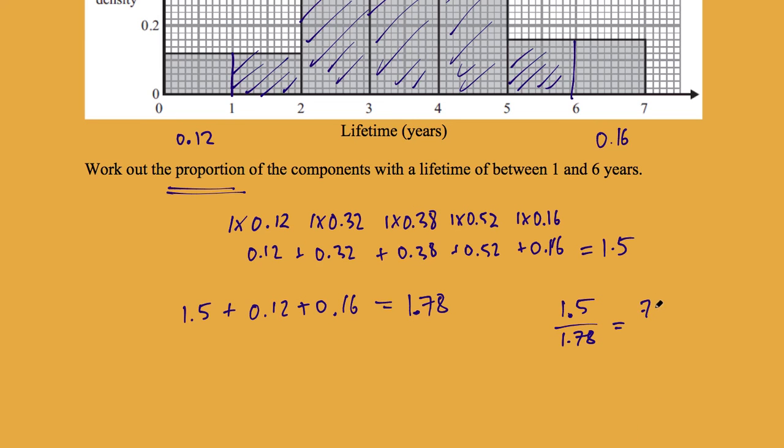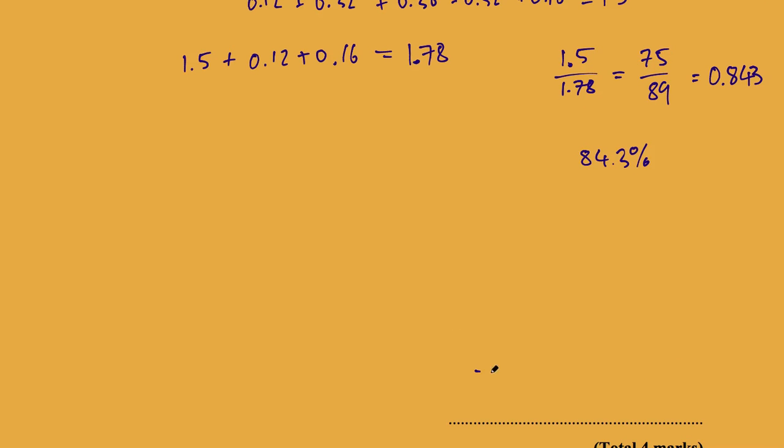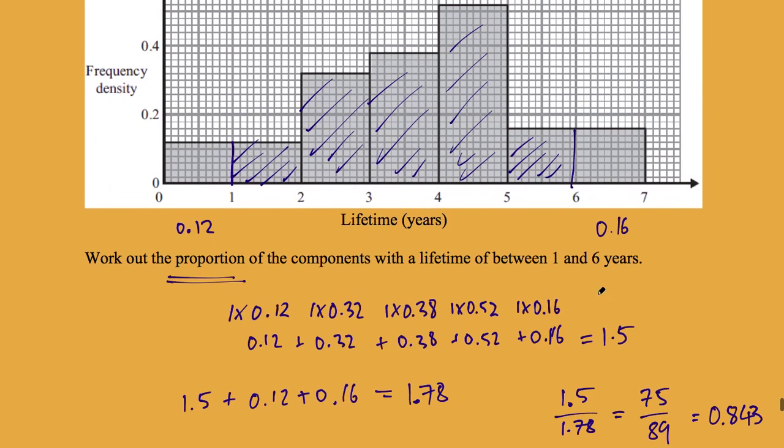is 75/89 as a fraction in its simplest form, or roughly 0.843, so that would be 84.3%. I expect 75/89 is the mark scheme answer there. Hoping I haven't made a mistake with the areas involved there.